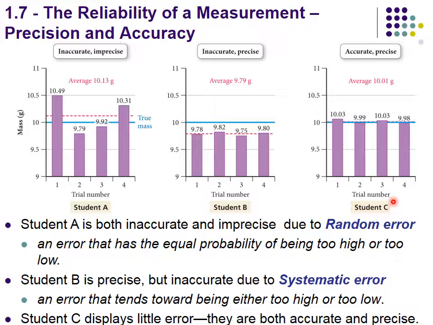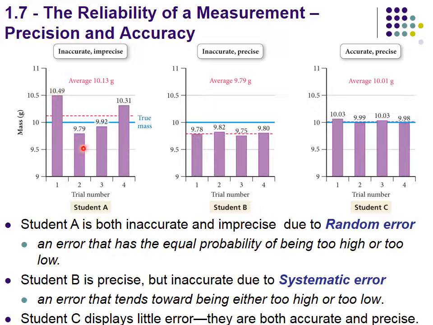And then student C, our last student, their average, the red line, is right next to that blue line, so that tells us that they were accurate. And each one of their trials is very similar to the previous one. They're all very close together, so that tells us that they were consistent. So student C does not have any error.